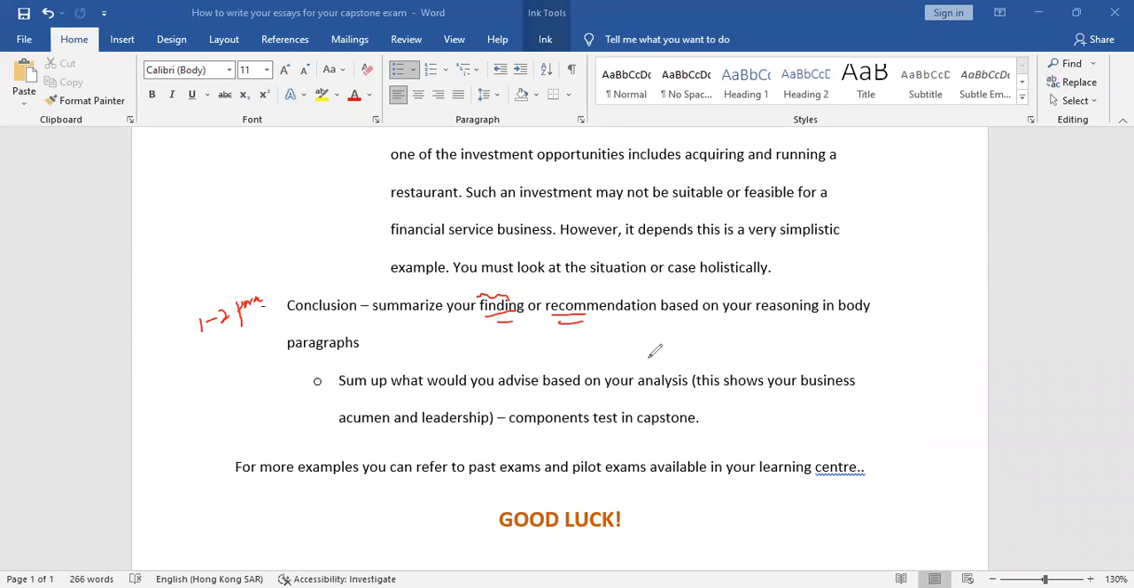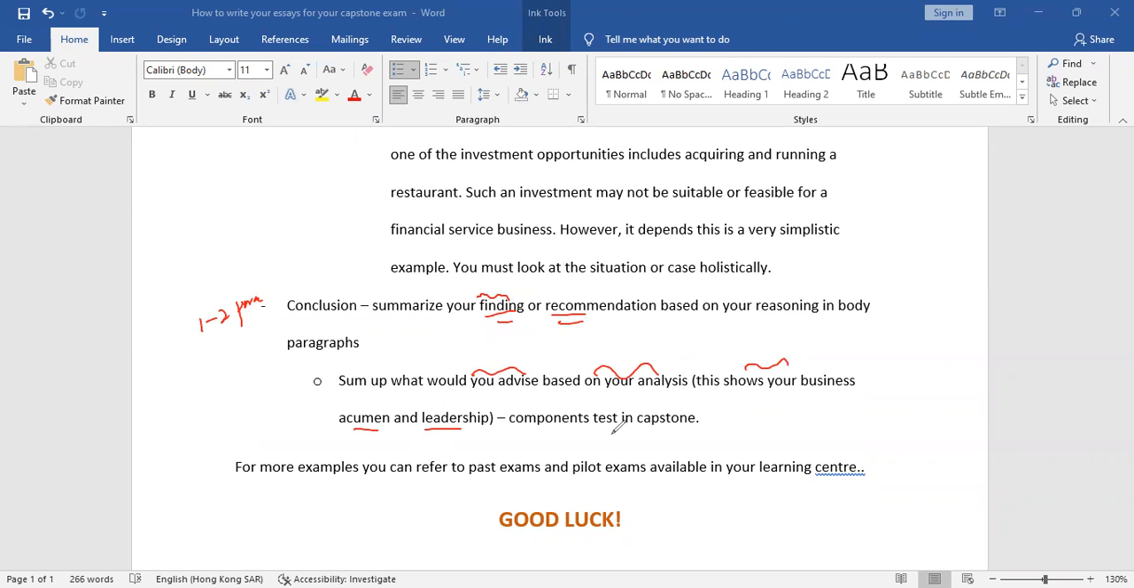If you want, you can restate facts from the introduction in your conclusion. That's fine, but do not take more than 2 paragraphs to write your conclusion, because it's just a summary of everything that you have talked about. That's why it's called a conclusion. You sum up what you would advise based on your analysis. This shows your business acumen and leadership.